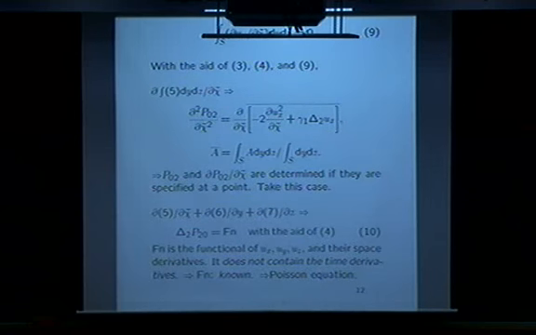Then we get this equation, okay, and this function is the functional of ux, uy, uz and their space derivatives. They don't contain any time derivatives. Okay, in that sense, this is known. This Fn is known because we are assuming that at this moment these are known. Okay, this is the Poisson equation.